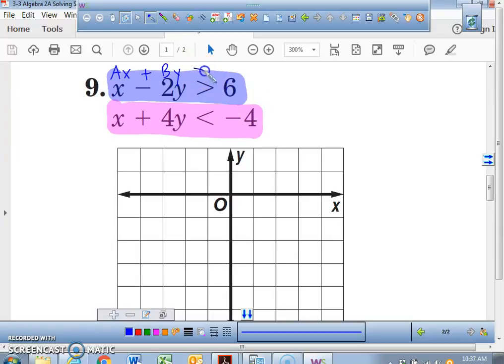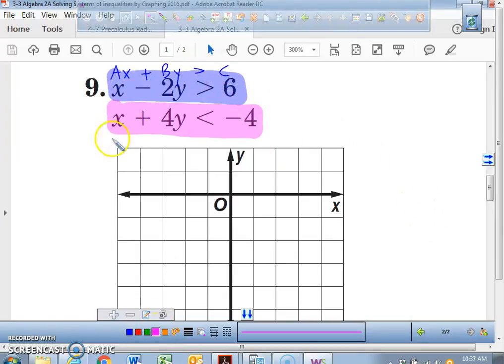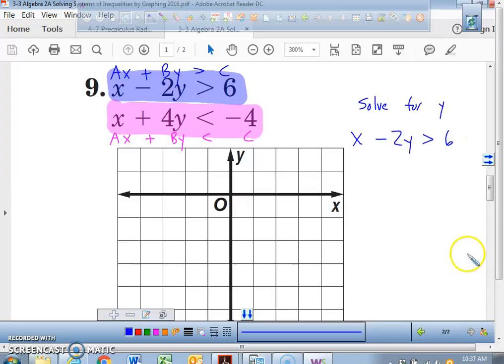So, here we go. Right now, there's 2 ways to do this. I'm actually going to do the traditional method, not the non-traditional method. What I'm going to do is solve for y. So here's what I have. I have x minus 2y is greater than 6.